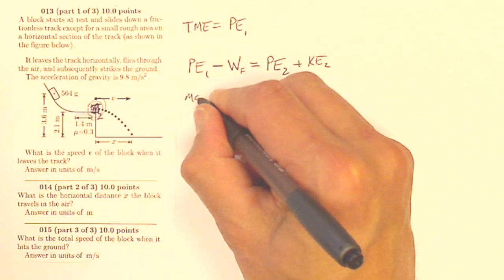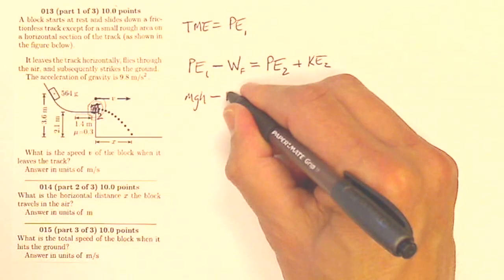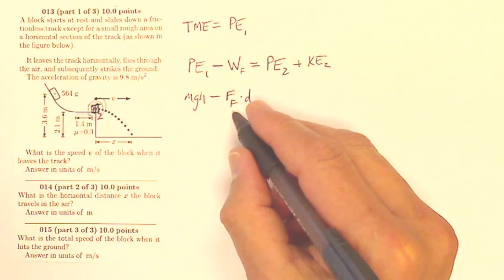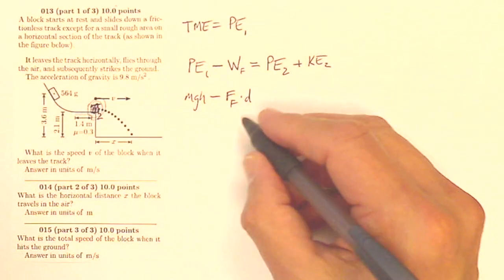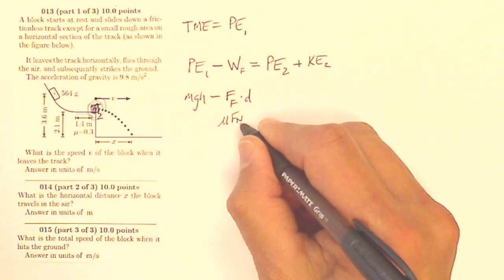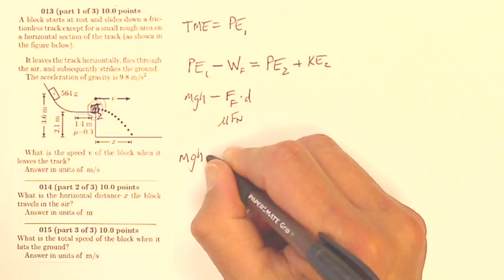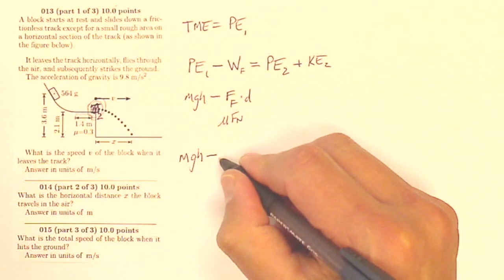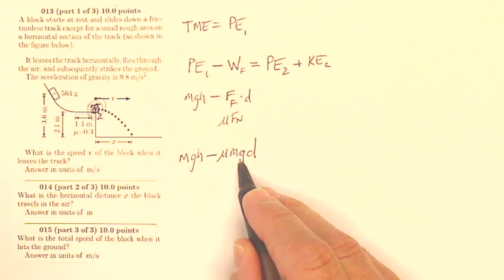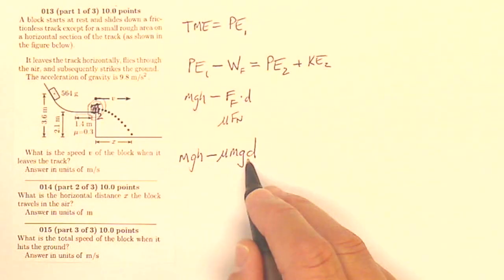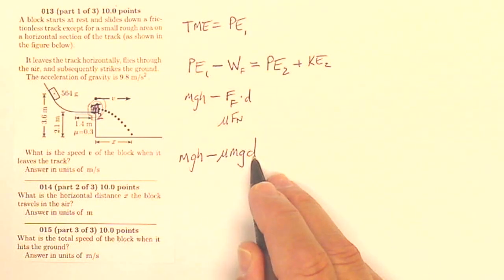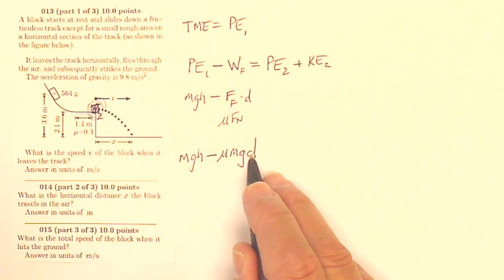So my PE at the top is mgh. The work done is going to be the force of friction times the distance that I move. The force of friction is going to be mu times the normal force, and the normal force is going to be mass times gravity. So this is going to wind up mgh minus mu mg d, the mass times gravity times the distance it travels, which is 1.4 meters. So that's how much work is done. It's mu times the normal force, which is the force of friction, times the distance. That's the work done by friction.